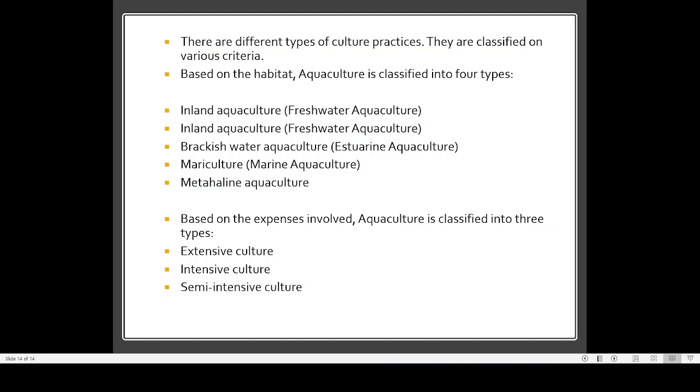Now we have two more things. There are different types of aquaculture. I think there is inland aquaculture, freshwater aquaculture, brackish water aquaculture, marine aquaculture, and metahaline aquaculture. And about this we will have a brief discussion in our next class.